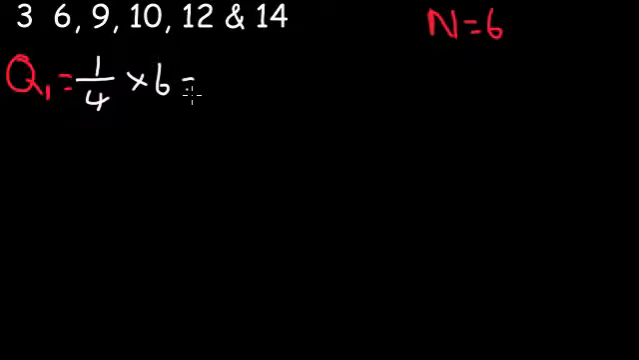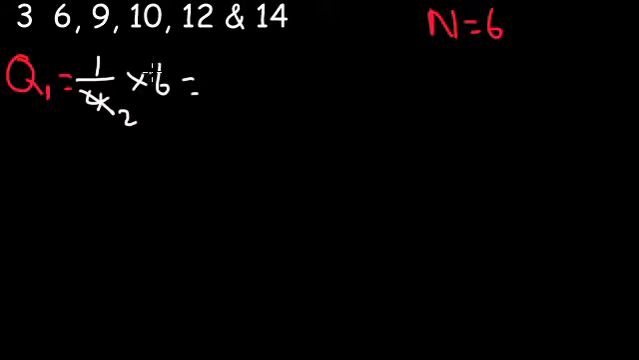Example number 1. Consider the distribution on the board. Feel free to pause the video and find the first quartile, second quartile, and the third quartile. So what exactly will be the value of Q1? Well, notice that we have 6 data points. The value of n is simply 6. So definitely Q1 will be the data at the position of 1/4 of 6.